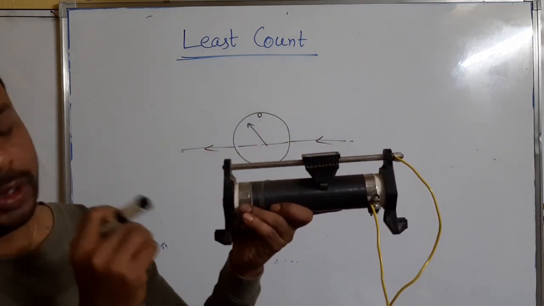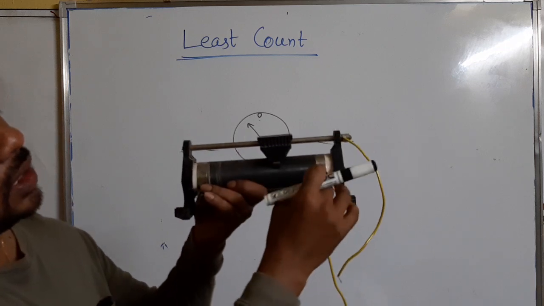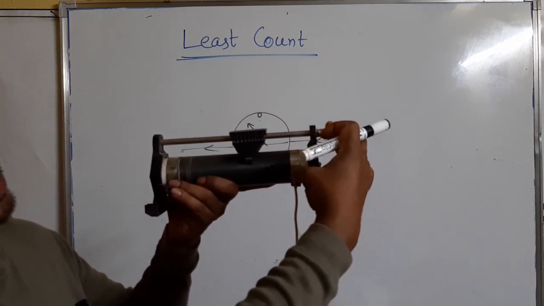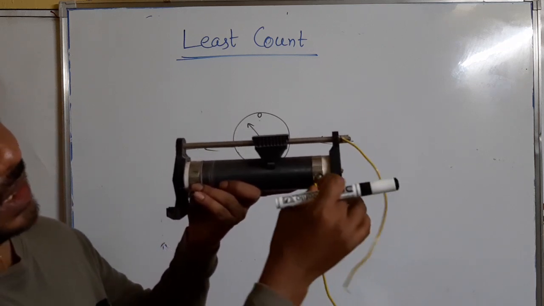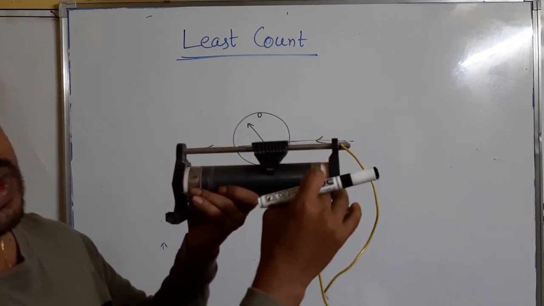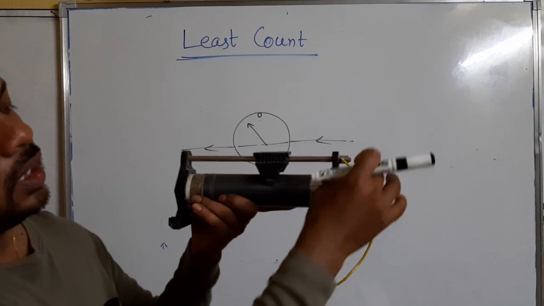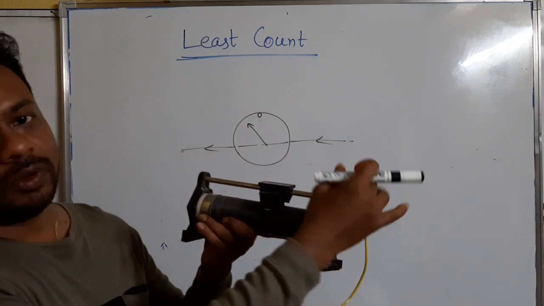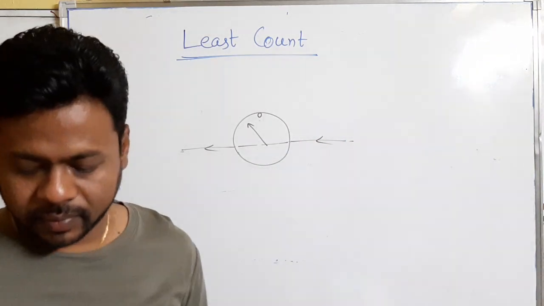Okay, this is a rheostat. But here the two ends are not marked black or red, because it has no positive or negative terminal. You can use any one of them as positive and the other as negative.